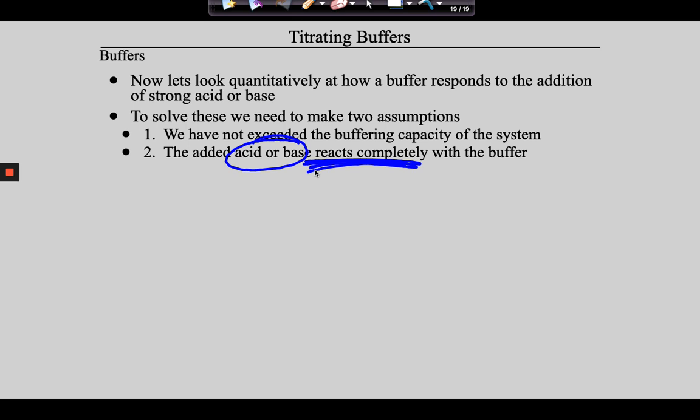It's strong. Thank goodness. Because if we had to figure out how weak acids and bases deal with buffers, now we have competing equilibria. Now we're talking about calculus. And we don't have to do that.